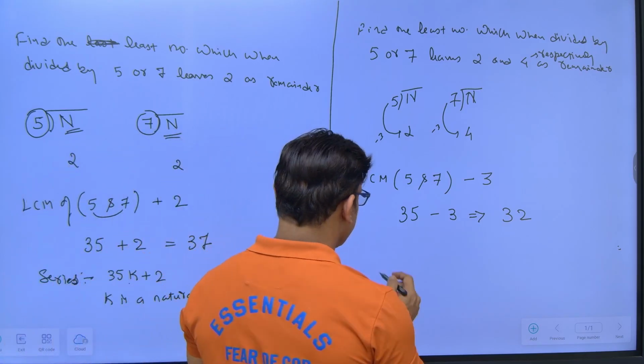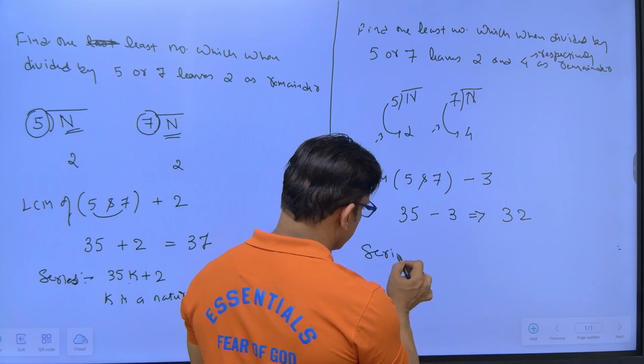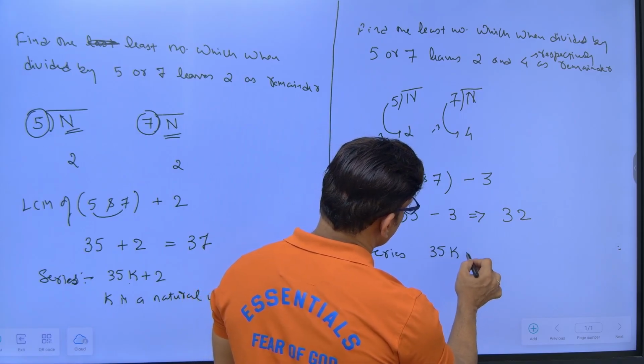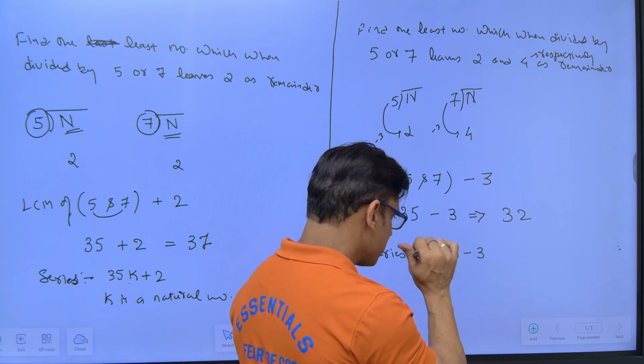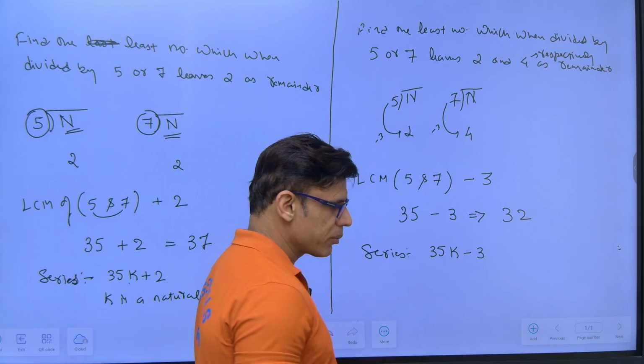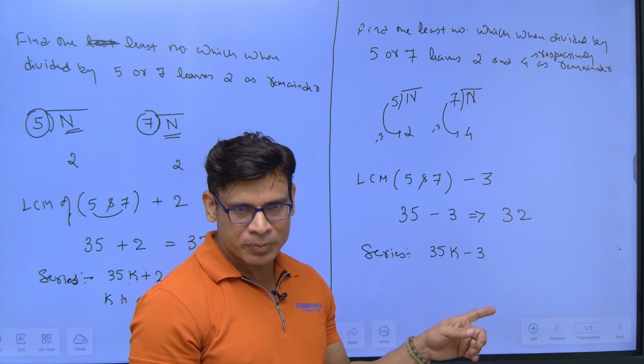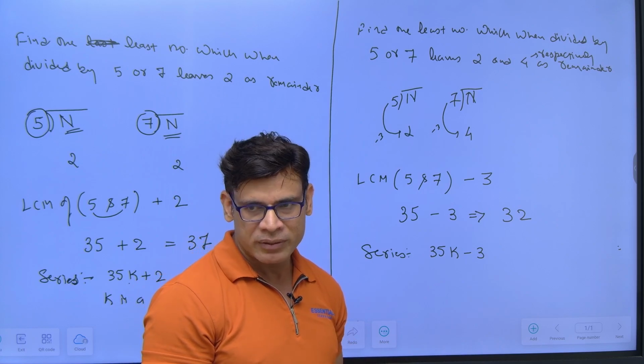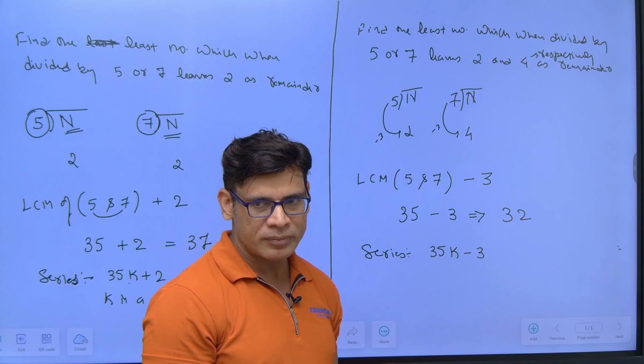And to find series of such number, 35 into k minus 3. That means if you want to find out second number, you have to put k is equal to 2, you'll get second number. K is equal to 3, you'll get third number, and so on. Clear? This part is clear?